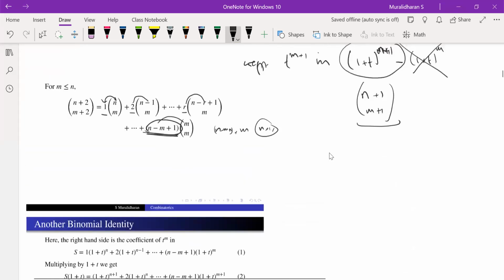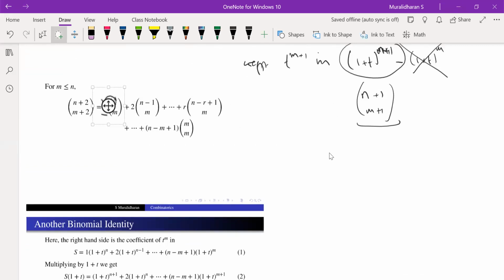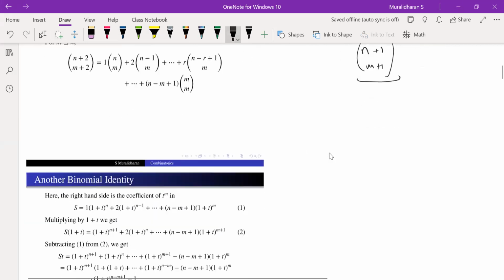So let us look at this for instance. Now the same method will work. What we want to do is this: the right hand side is the coefficient of t power m in (1 plus t) whole power n. This is the coefficient of t power m in (1 plus t) whole power n minus 1, into 2. And similarly, I have this. So the right hand side will be the coefficient of t power m in this expansion. So what is my expansion?